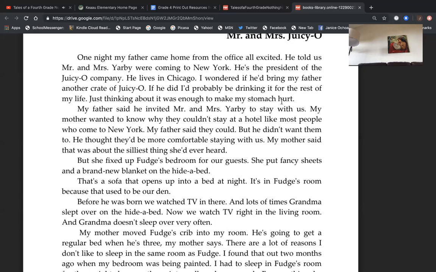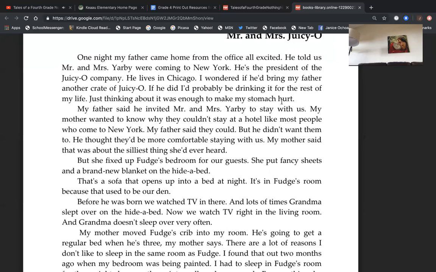My father said he invited Mr. and Mrs. Yarby to stay with us. My mother wanted to know why they couldn't stay at a hotel like most people who come to New York. My father said they could, but he didn't want them to. He thought they'd be more comfortable staying with us. My mother said that was about the silliest thing she'd ever heard. But she fixed up Fudge's bedroom for our guests.